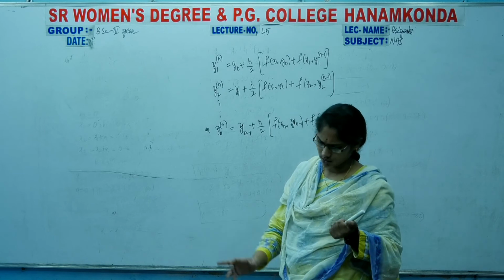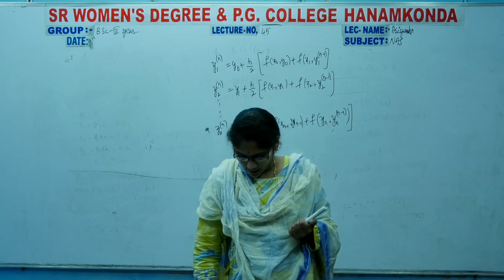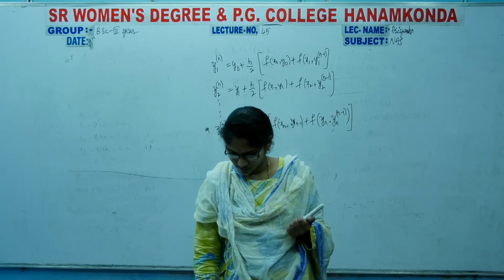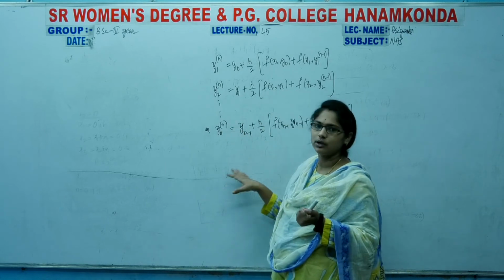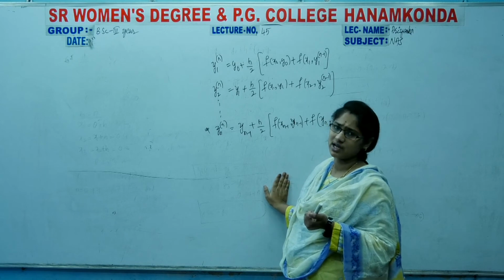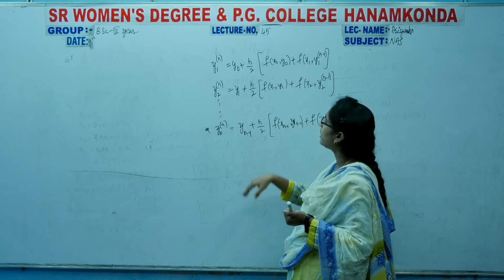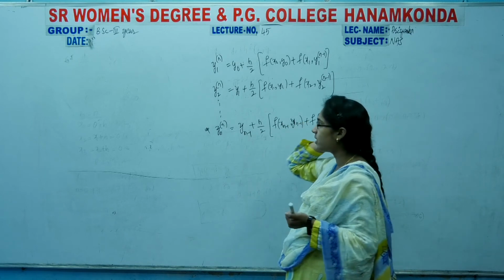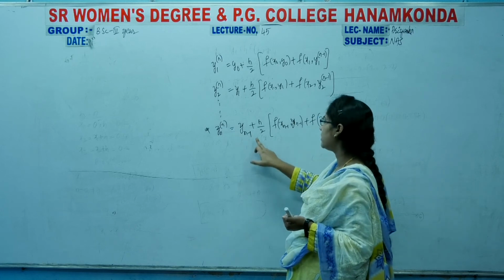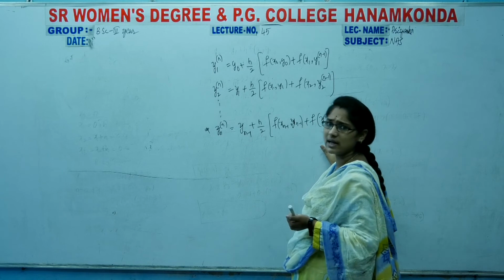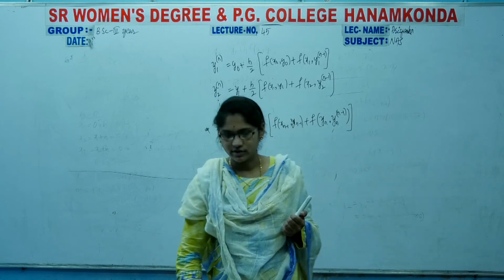The general formula is yn plus 1 is equal to yn plus h into f of xn comma yn. Here every time the value will be different. So now here the formula is yn power n is equal to yn minus 1 plus h by 2 into these values. This is called the modified Euler's method.